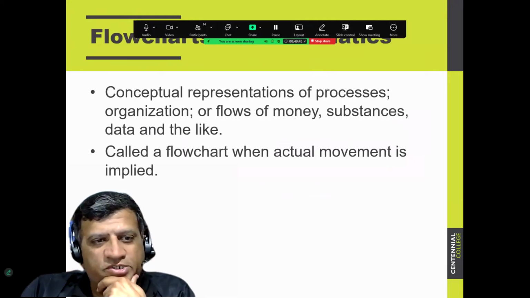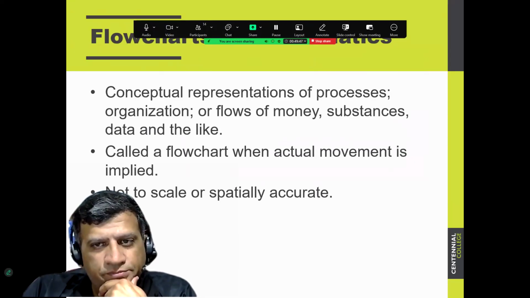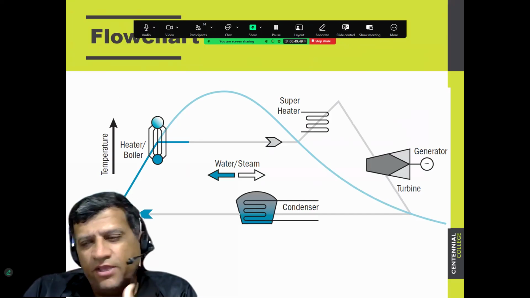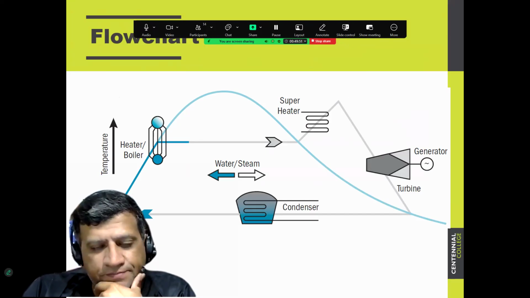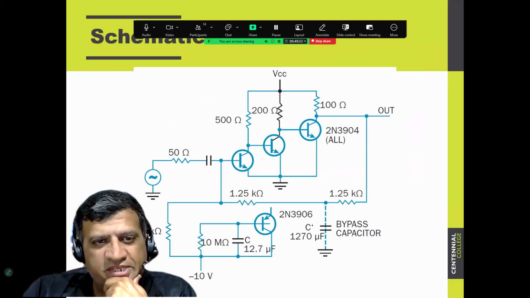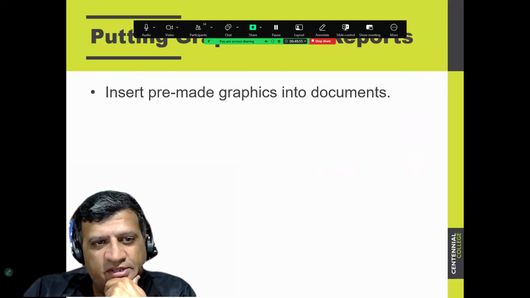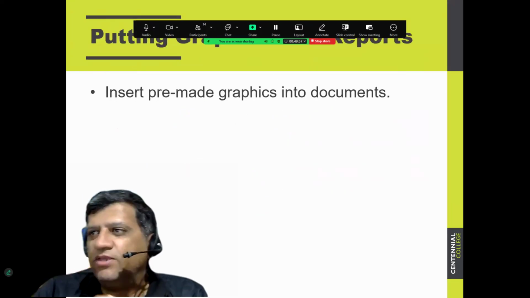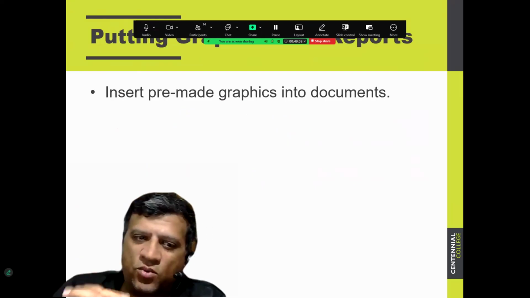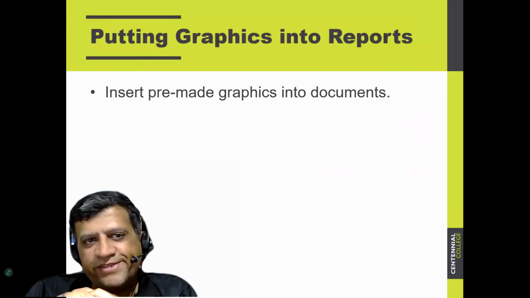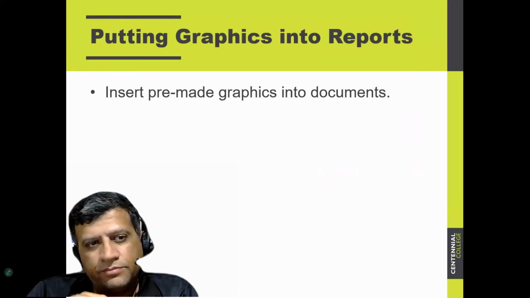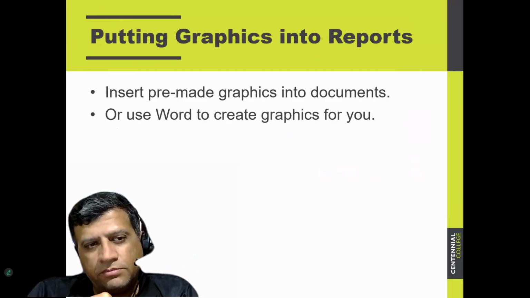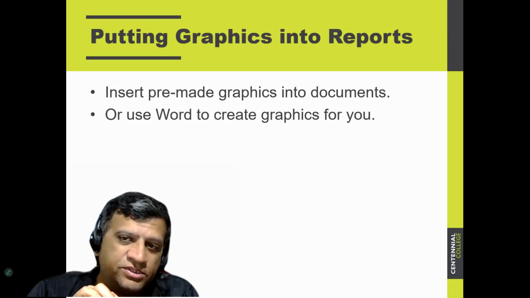You can also have flow charts as well. You don't really need a scale in this. You're just trying to show the different steps. Or a schematic like in electronics. You can now use Excel or wherever you're creating your infographics to place them into your reports. Word can also be used as well.